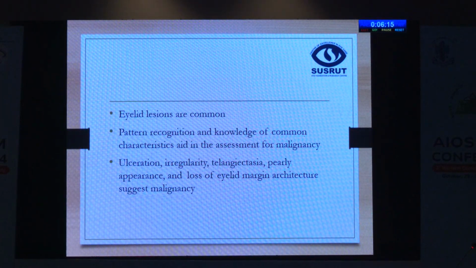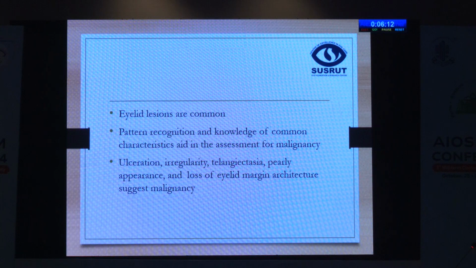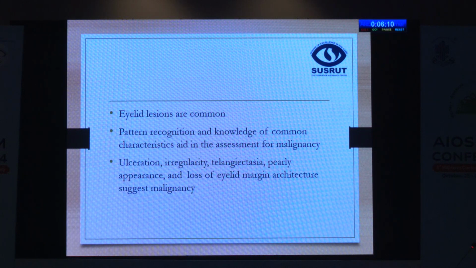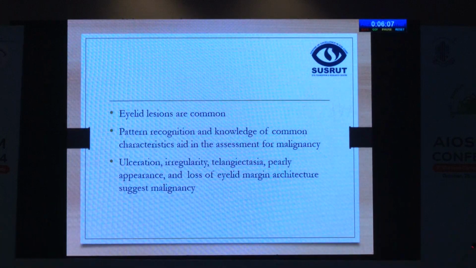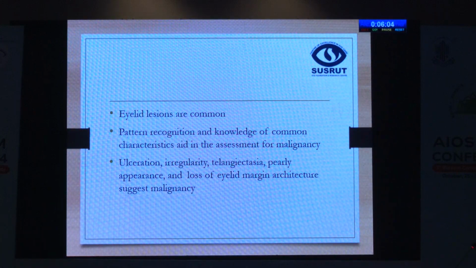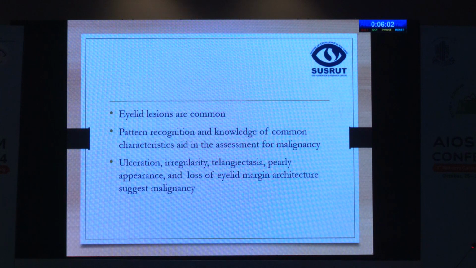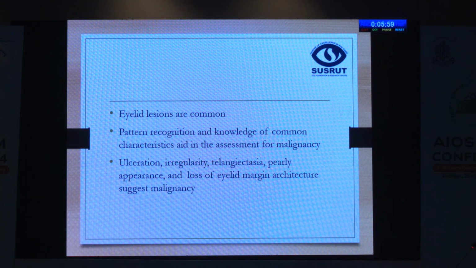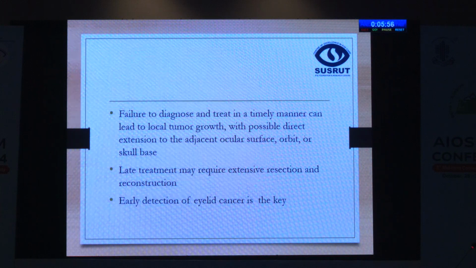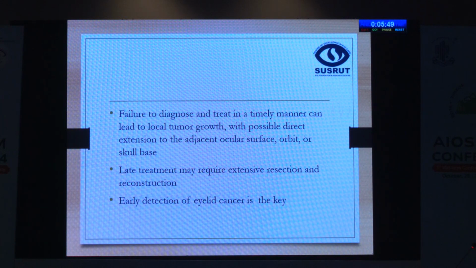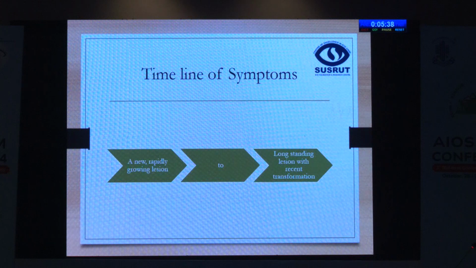Now the eyelid lesions are common, whereas pattern recognition and knowledge of common characteristics aid in the assessment of malignancy. Ulceration, irregularity, telangiectasias, pearly appearance, and loss of eyelid margin architecture. These are the 5 key features which suggest malignancy. The failure to diagnose and treat in a timely manner can lead to local tumor growth with possible direct extension to adjacent ocular surface, orbit or skull bone. Late treatment may require extensive resection and reconstruction. So early detection of the eyelid cancer is the key.